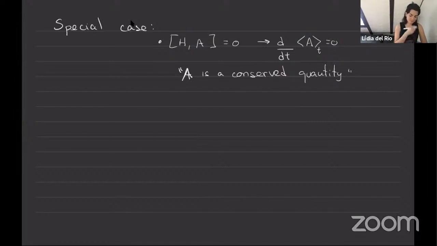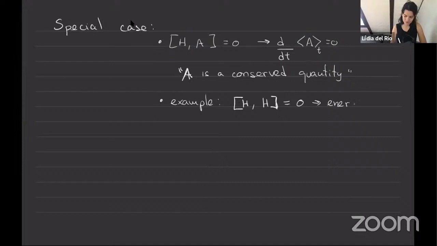And it makes sense, right? It means it doesn't change. It's not changed by the evolution, so it's conserved. An obvious example is when the observable that we're looking at is the energy, because the energy is just represented by the Hamiltonian. And the Hamiltonian, of course, commutes with itself because all matrices commute with themselves, which means that energy is always a conserved quantity.